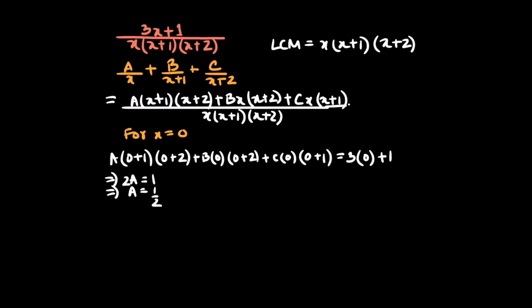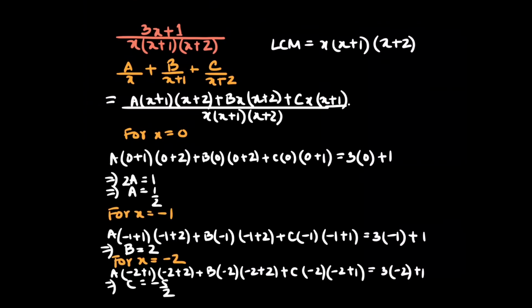Now all we have to do is put our value of x equals to minus 1 and x equals to minus 2, and we should also get our values of b and c, which are b equals to 2 and c equals to minus 5 by 2. So finally, we arrive at our answer 1 by 2x plus 2 by x plus 1 minus 5 by 2x plus 2.